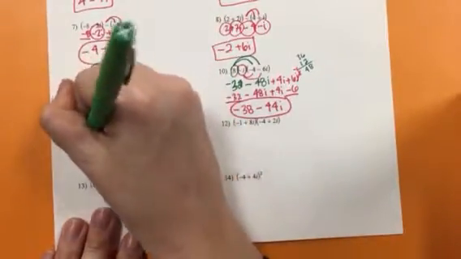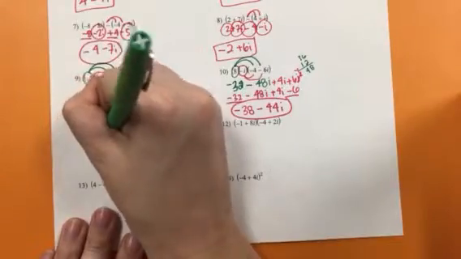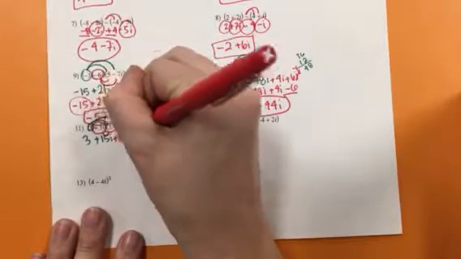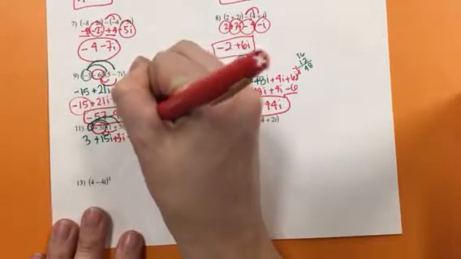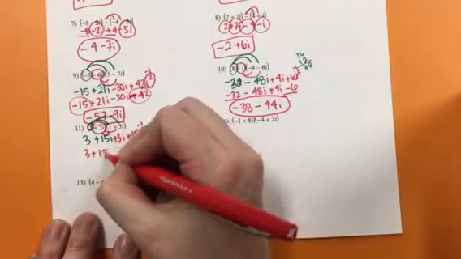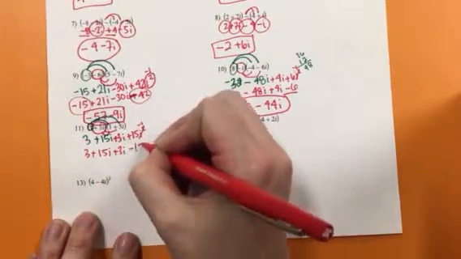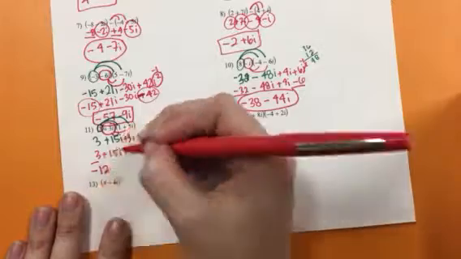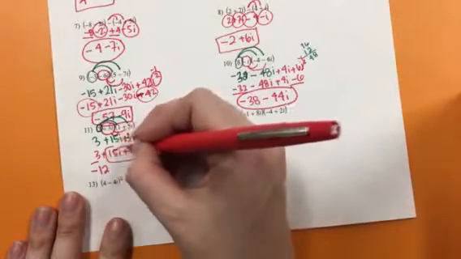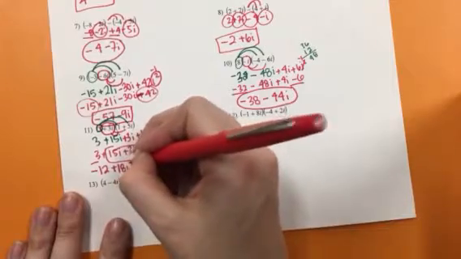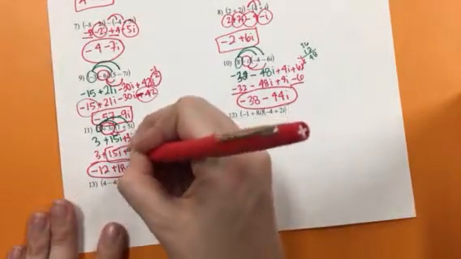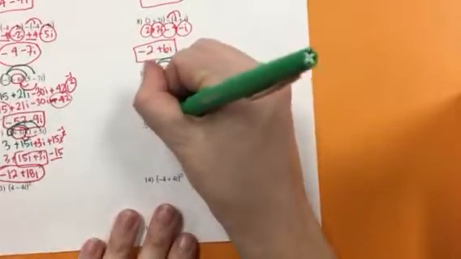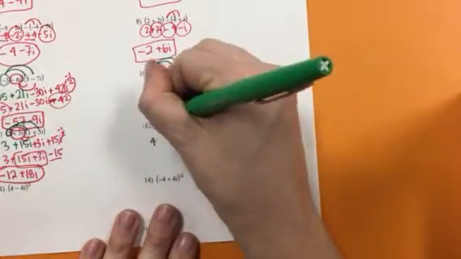3 distributes in. 3i distributes in. i squared becomes a negative 1, which changes the sign to a negative 15. Positive 18i. Negative 1 times negative 4 is a positive 4.